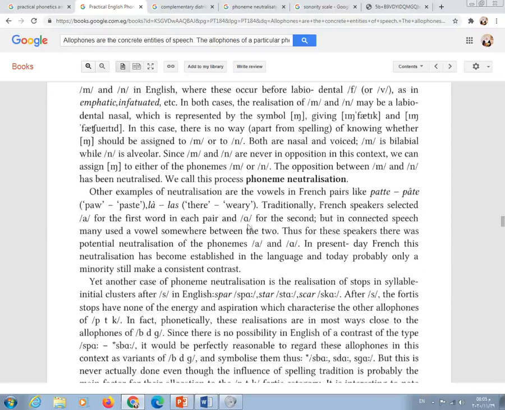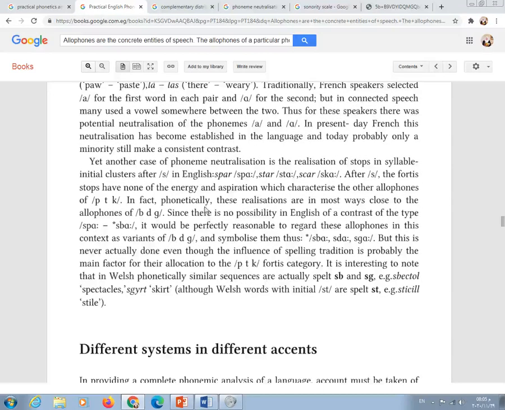So this is one example. We have also another example. The sounds p, t, and k are plosive, voiceless consonants. You know that we aspirate them, we pronounce them with an audible puff of air when they come at the beginning of words. So we say pen, we say time, we say car, and so on.